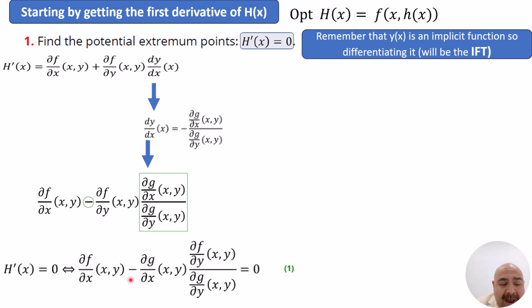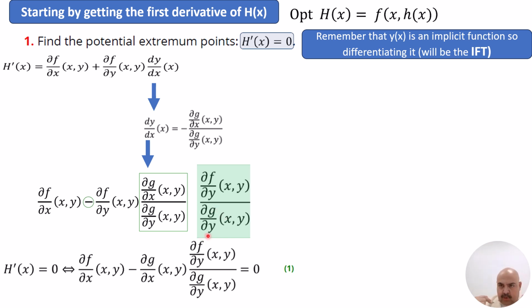And then we will have this form, which is the first derivative of f with respect to x minus the derivative of the constraint with respect to x, times the derivative of f as a whole with respect to y, divided by the partial derivative of g with respect to y. Setting h dash equal to 0, we will have this value. I want you to take care of this value, or to remark this ratio, which is the derivative of f with respect to y divided by the derivative of the constraint function with respect to y.